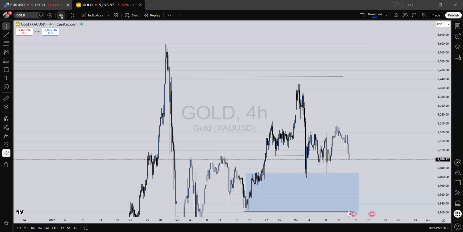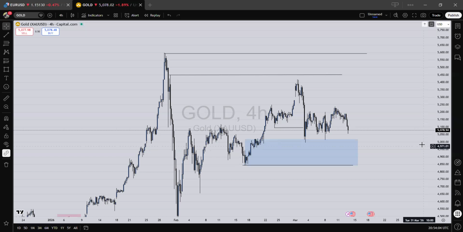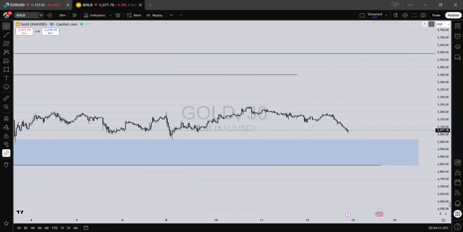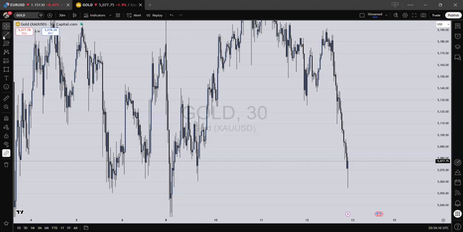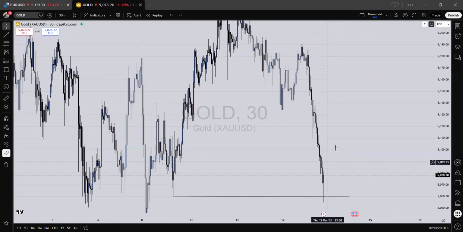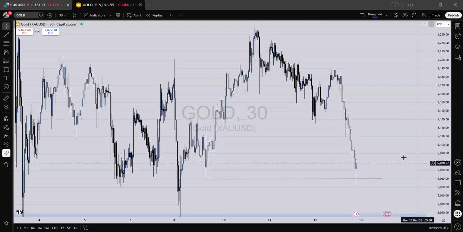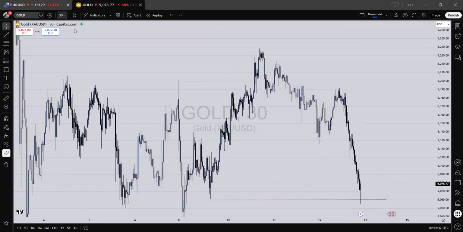Okay. So with my 4 hours, I've been able to identify my direction now. I can now use my 1 hour, 30 minutes, 15 minutes to look for entries. It's that simple. Okay. Price just took liquidity. So if the market creates an opportunity for me, I can buy. All right. Okay, that answers my first question.